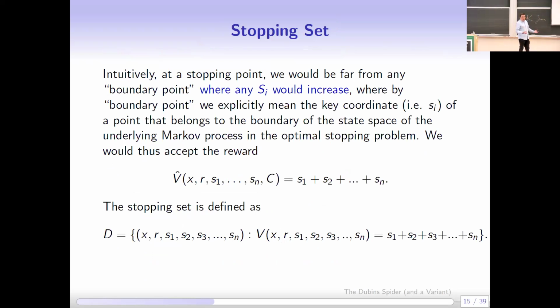We should also define the stopping set. So intuitively, at the stopping point, you'll be far away from a boundary point. That is where S_i would increase. And thus, you'll accept the reward V hat to be the sum of the coverage, S1 to Sn. And you'll identify the stopping set to be when the value function gives the sum of S1 to Sn. Now, this doesn't say what the stopping set should look like. It just says, if a point S1, S2, S3 is a stopping point, then the value function at that stopping point will give you this. It doesn't say anything more.